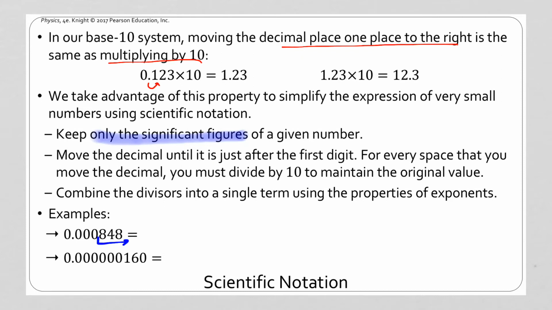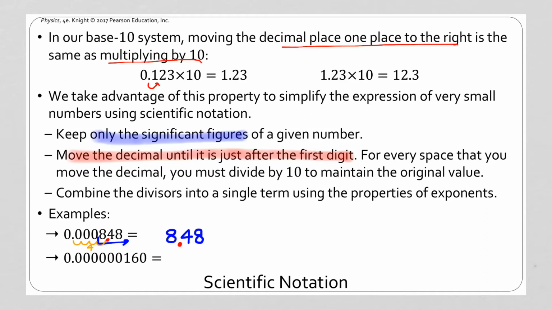So in this case, we're going to end up with 848 are the numbers we want to keep. Then we want the decimal point to be just after the first digit so that we're focusing on the most important quantity, the largest quantity. So we want the decimal point to be between the 8 and the 4. We want it to be there. But to get it there, we have to move 4 places to the right.